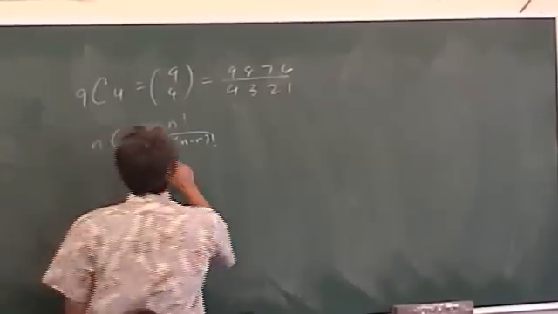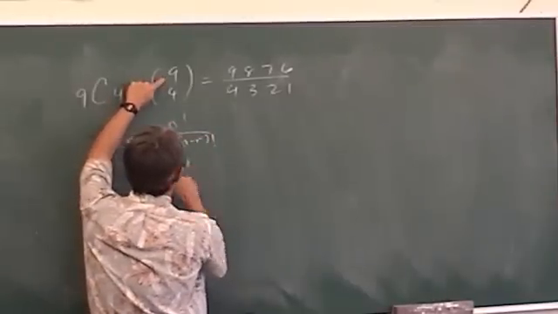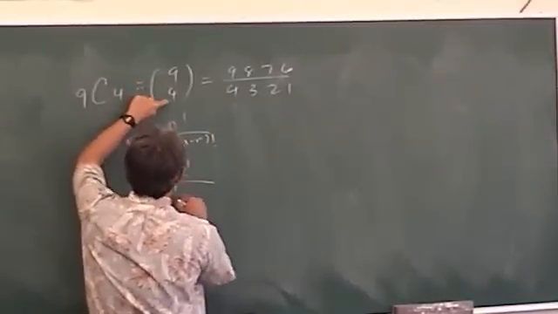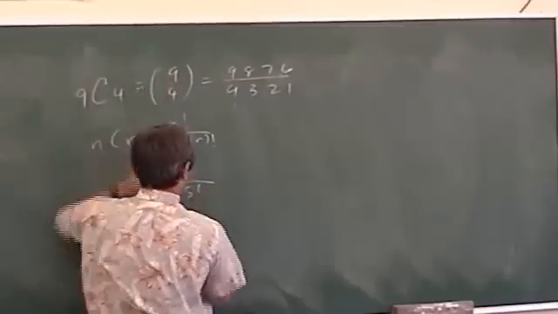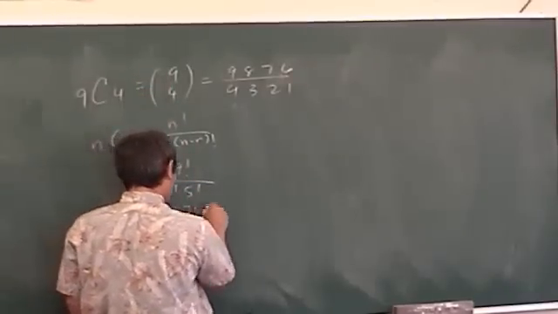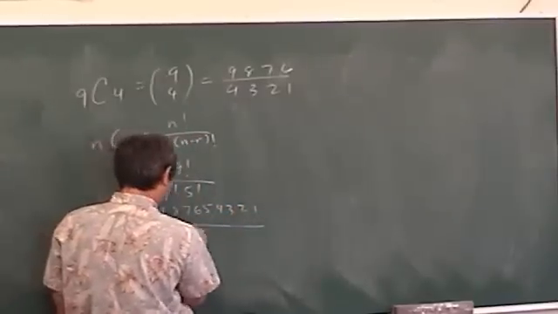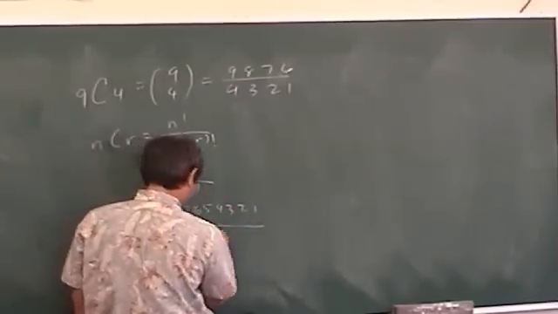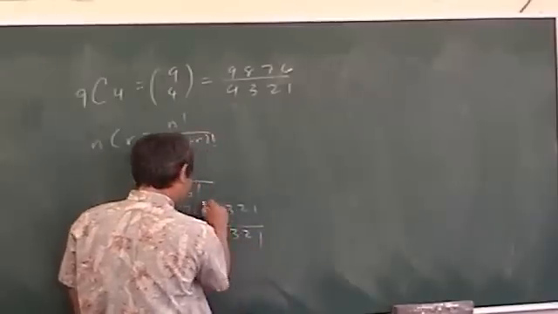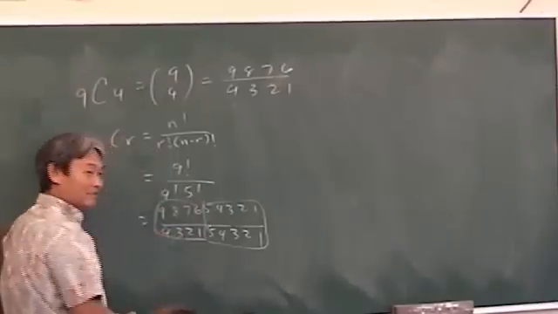Okay, let's use the formula then. If you use the formula, you're going to have 9 factorial all over 4 factorial times 9 minus 4, which is 5 factorial. What is 9 factorial? 9, 8, 7, 6, 5, 4, 3, 2, 1. What is 4 factorial? 4, 3, 2, 1. What is 5 factorial? 5, 4, 3, 2, 1. Can you see that these are going to cancel out? So then just write that, which I did.